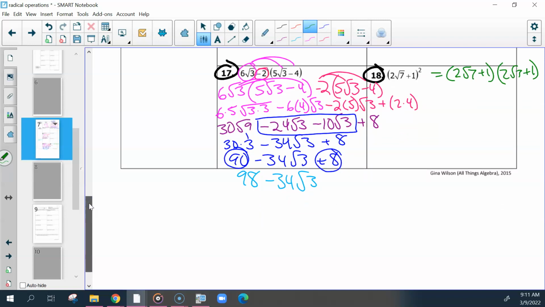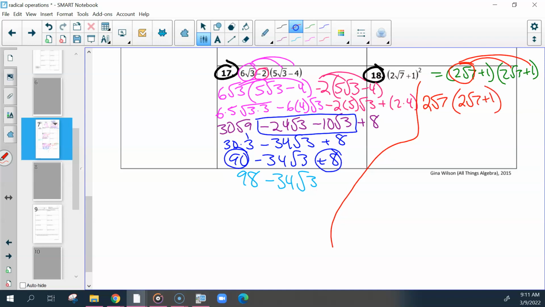After this, we'll switch gears. Alright, so let's start this off. The first term times everything in the second: 2 times the square root of 7 times 2 times the square root of 7 plus 1. And then 1 times 2 times the square root of 7. I'm running out of space here.